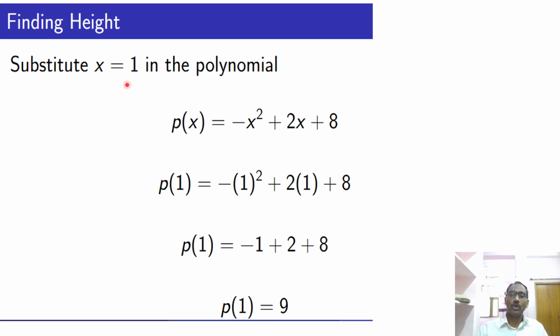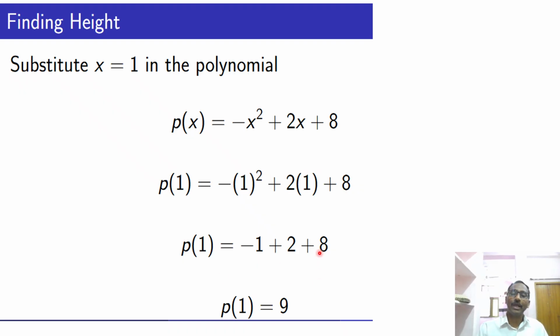Substitute x equal to 1 in the polynomial. P of x equal to minus x square plus 2x plus 8. This is the given polynomial. In place of x, I am taking x equal to 1. So P of 1 equal to minus 1 square plus 2 times 1 plus 8. 1 square is 1, so minus 1 you are getting. 2 times 1, 2 you are getting. Plus 8. So minus 1 plus 2 plus 8.